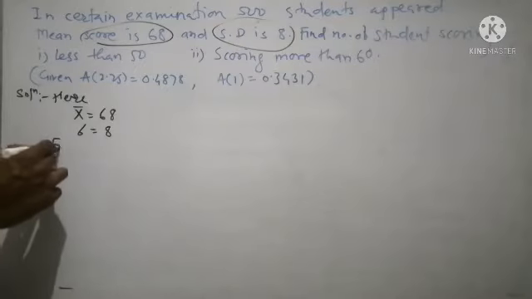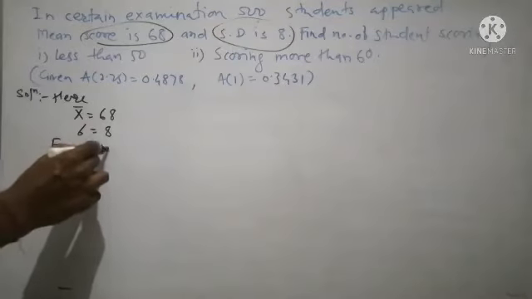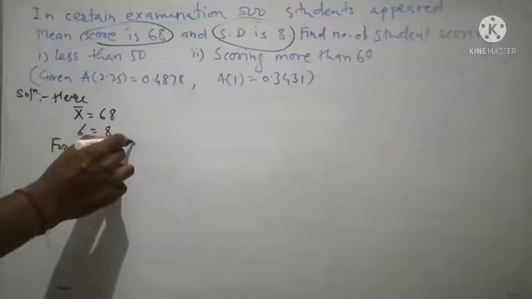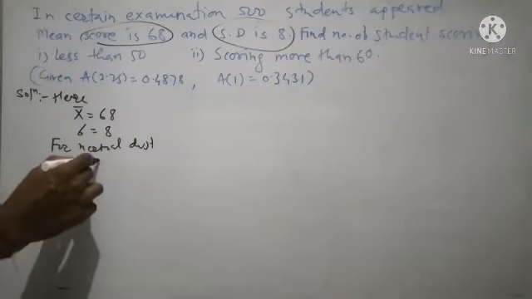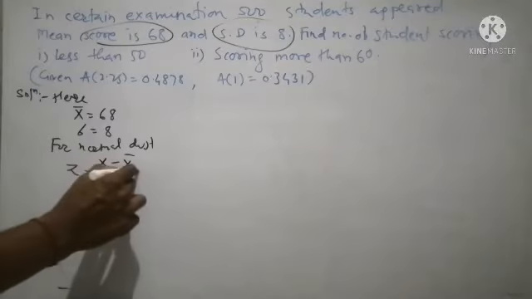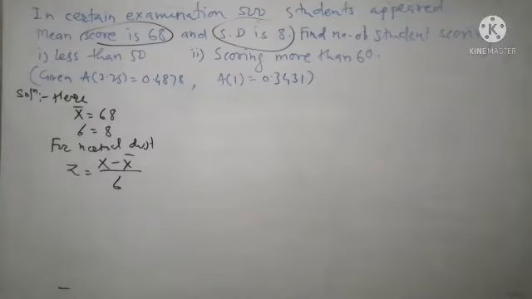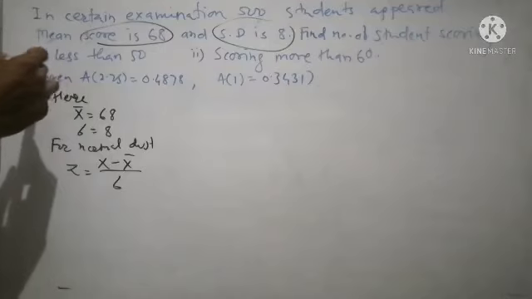For a normal distribution we need a normal variable. For that we use the relation of the normal variable and the random variable: Z is equal to x minus x bar divided by sigma. Now we have two examples.